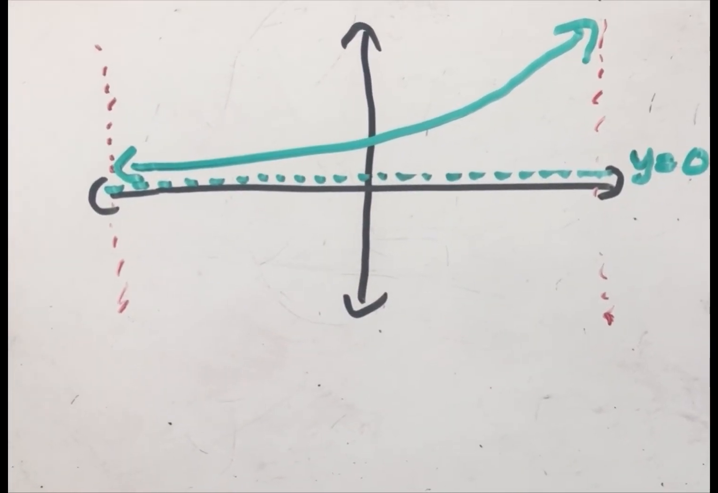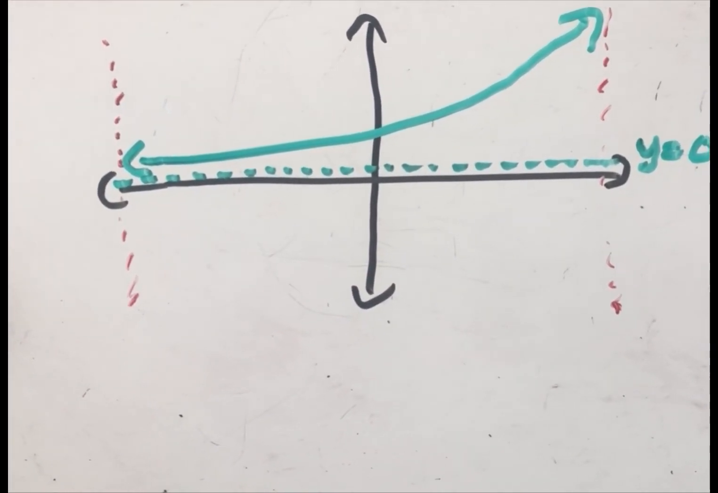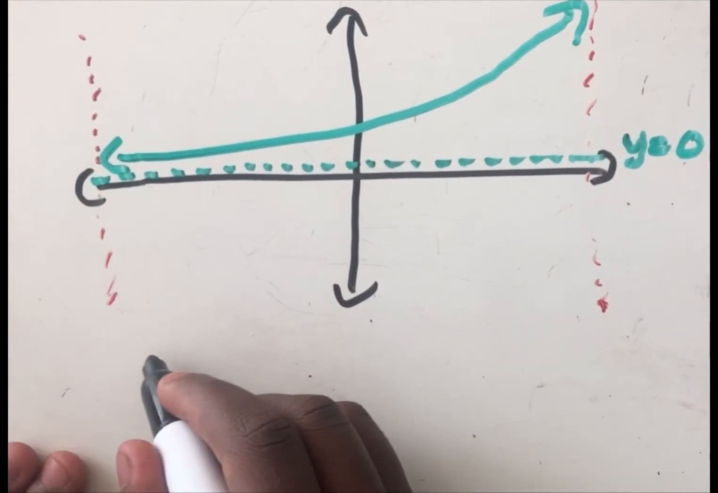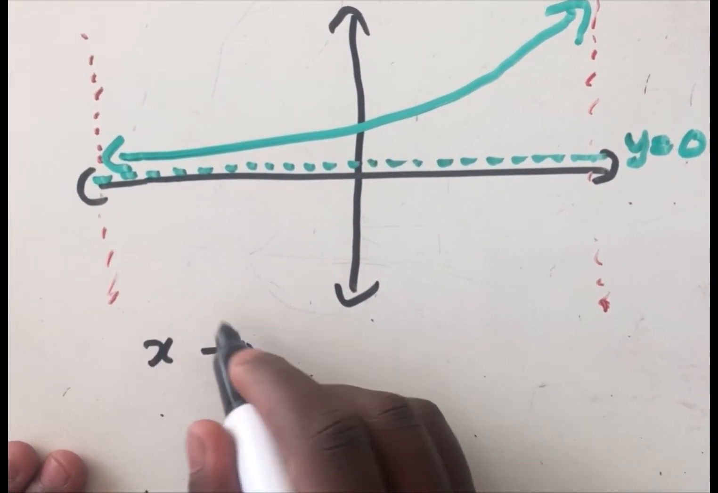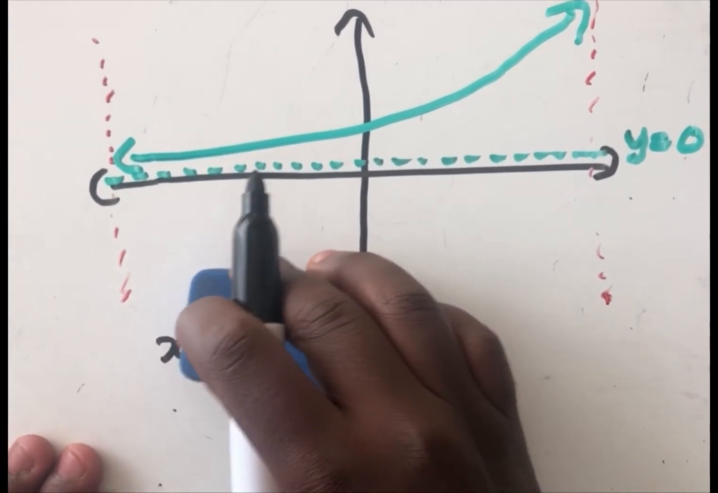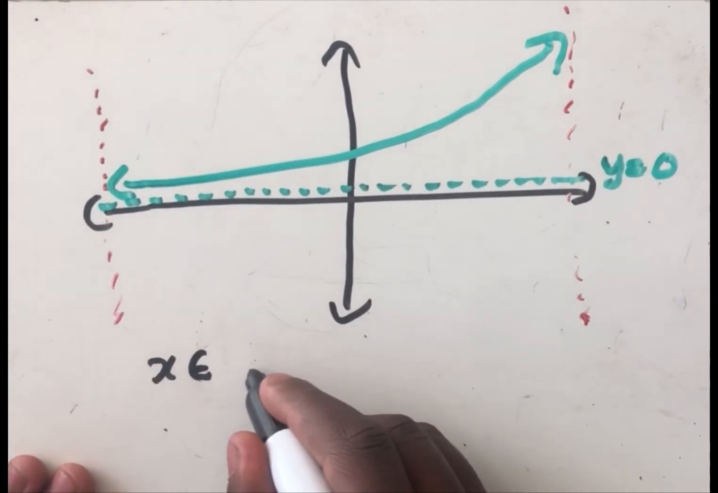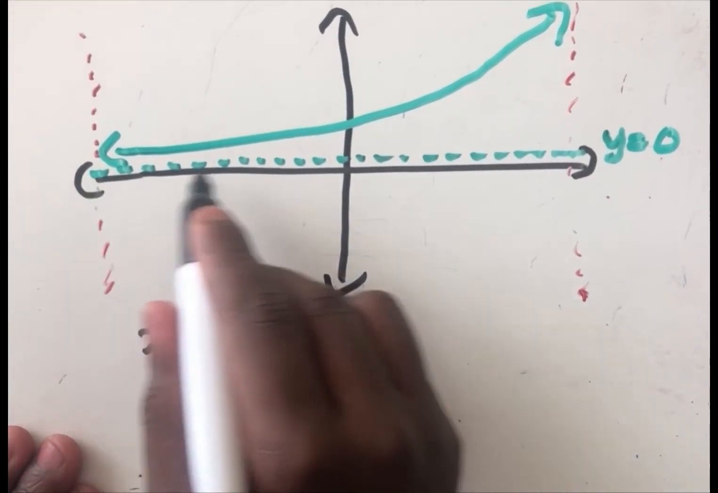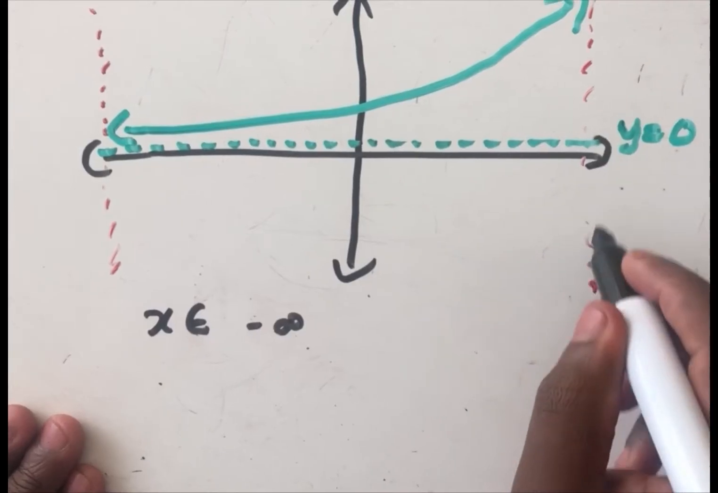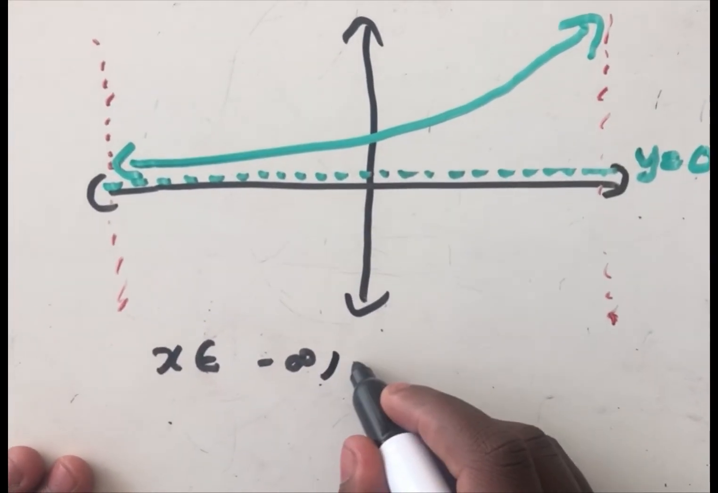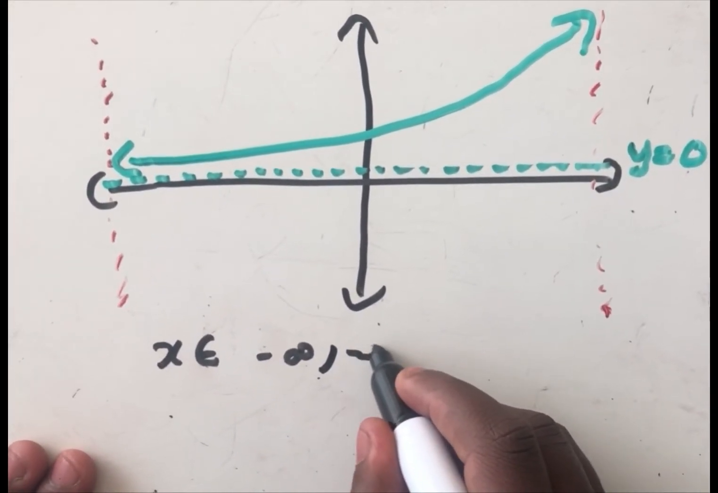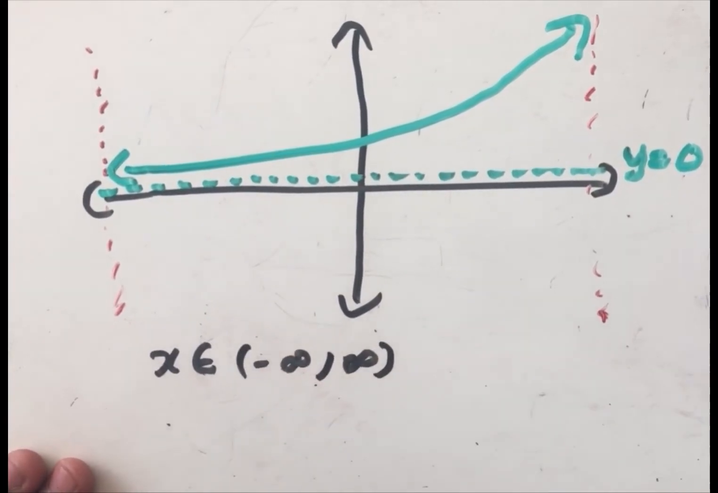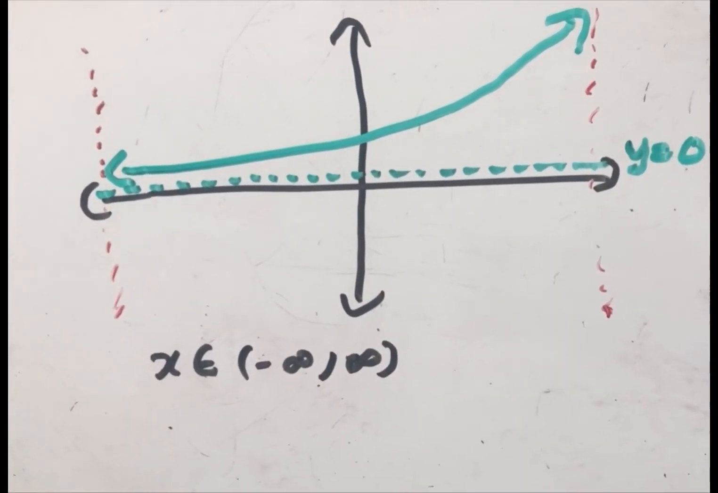So let's write the domain. Where does it start? Where does it end? Well, it starts at the arrow, which is x is an element of minus infinity. Okay, fine, I forgot to put element. So x is an element of minus infinity. And it continues until infinity because of the arrow. So therefore, it continues until positive infinity. And infinity always has a curved bracket. So we're done with the domain.